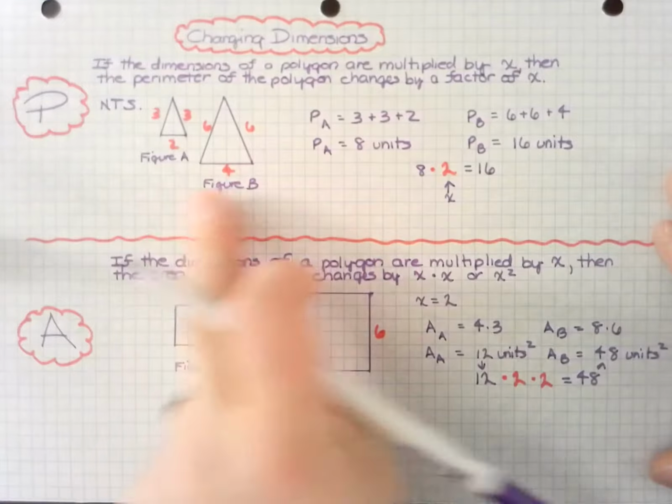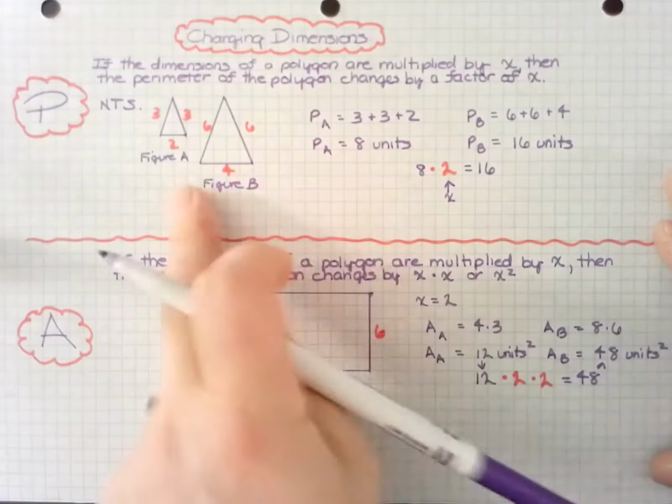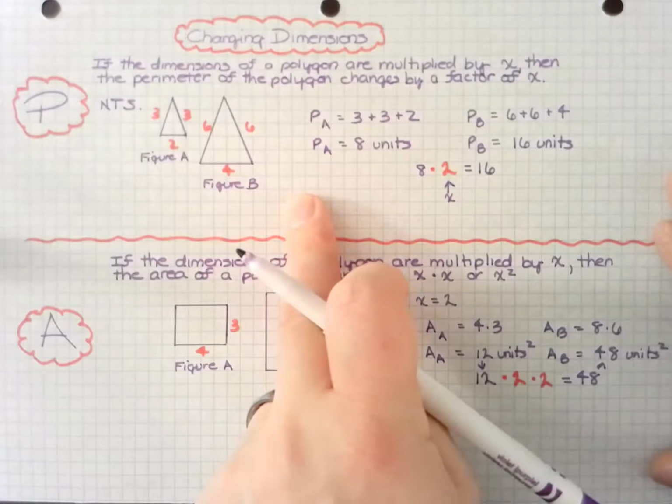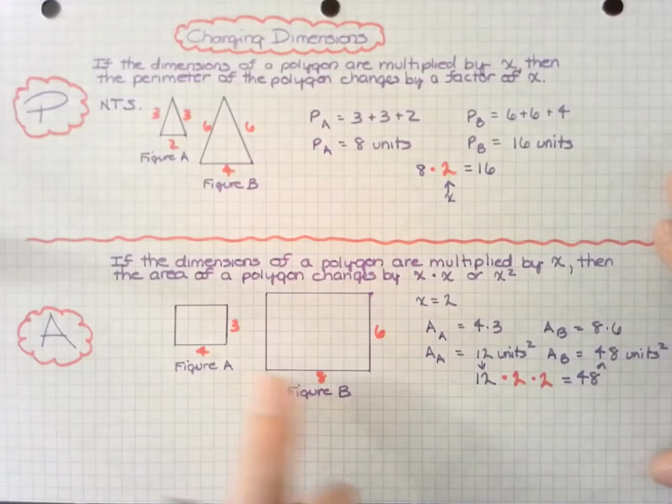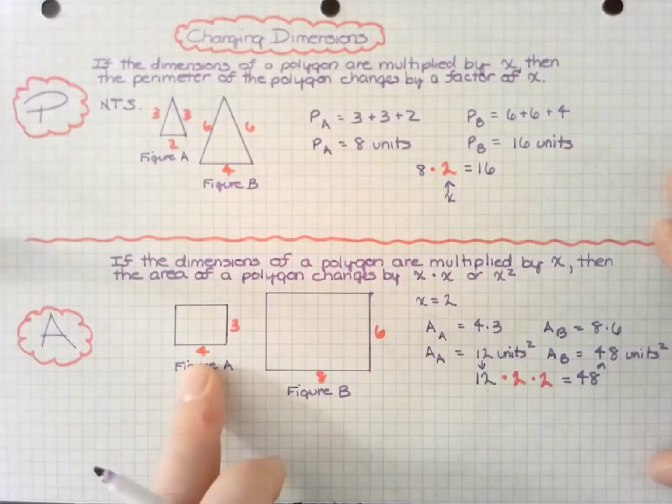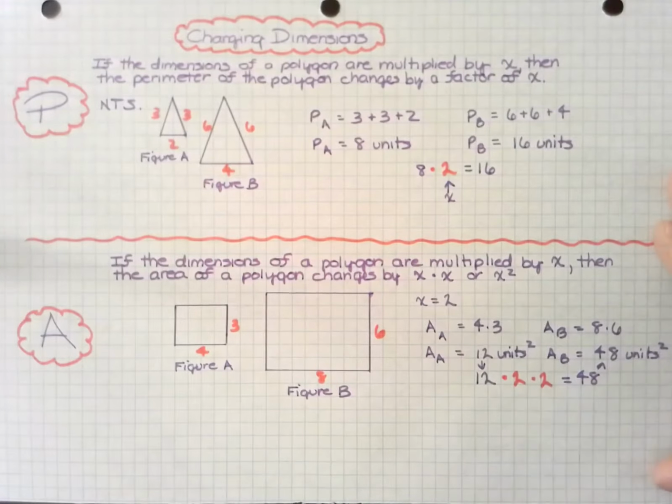So remember that all the dimensions have to change by the same scale factor here. For perimeter, we notice that it is the same. But down here, it doubles twice if we doubled the dimensions. So if we triple the dimensions, we'll have to triple twice using multiplication times 3.